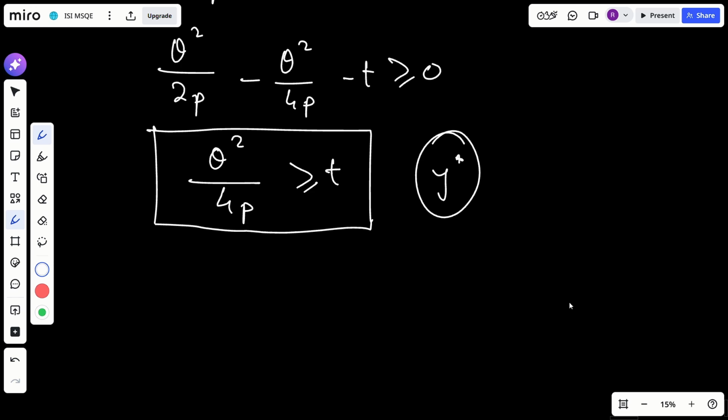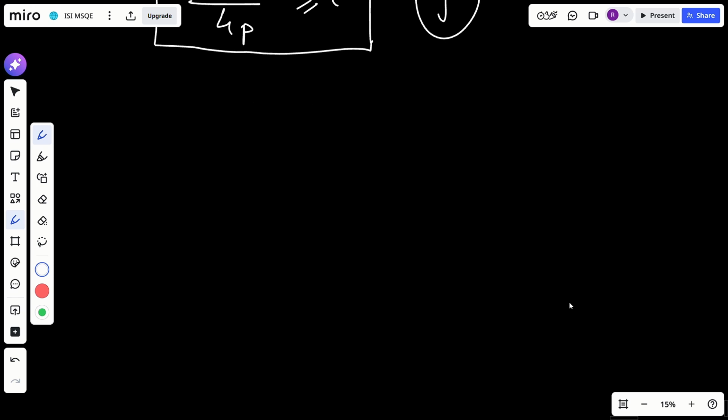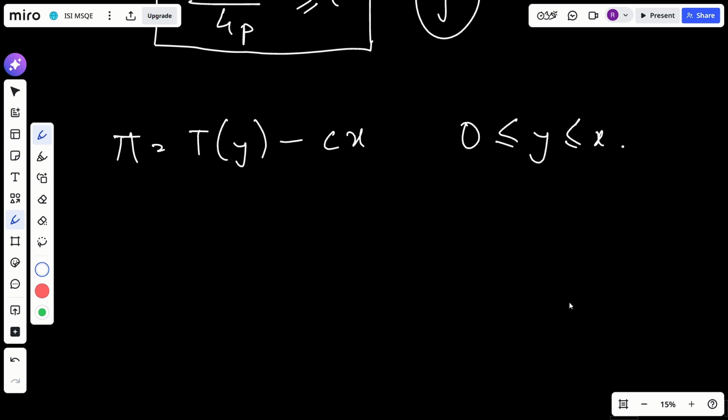Done. Now we are going to go to the monopolist's side. Now the monopolist will try to maximize his profit. So let's write the profit equation. Profit is nothing but t(y), that is the payment that the consumer is making to him, minus cx, right? There is a condition that we need to keep in mind: in the profit maximizing case, this y can never be strictly less than x. This can't be the case.